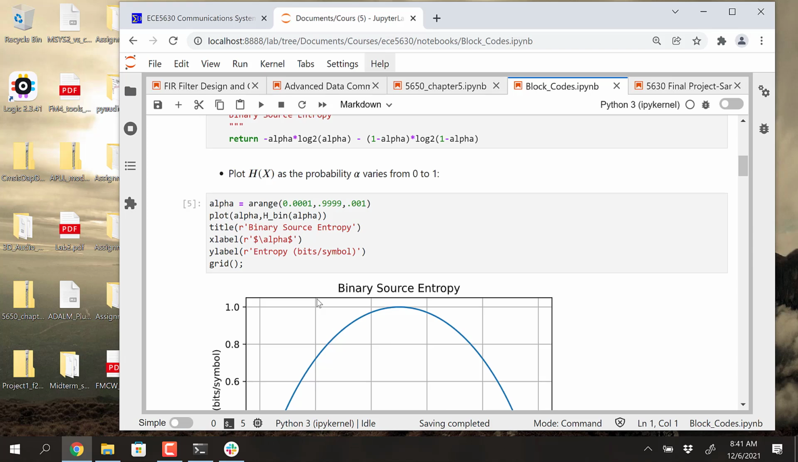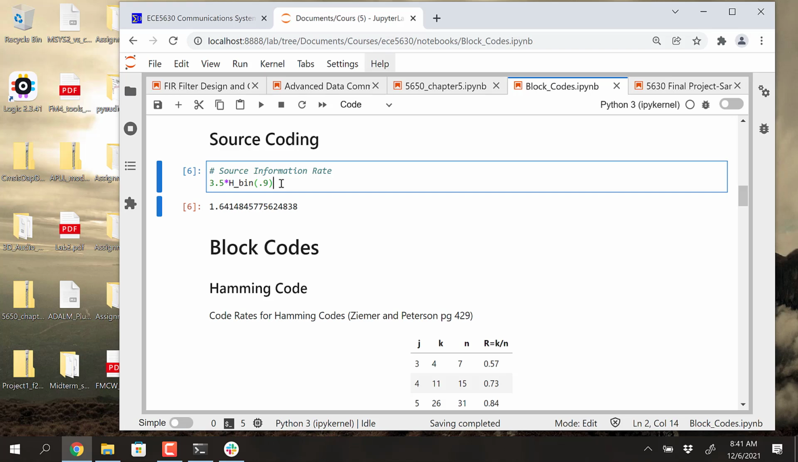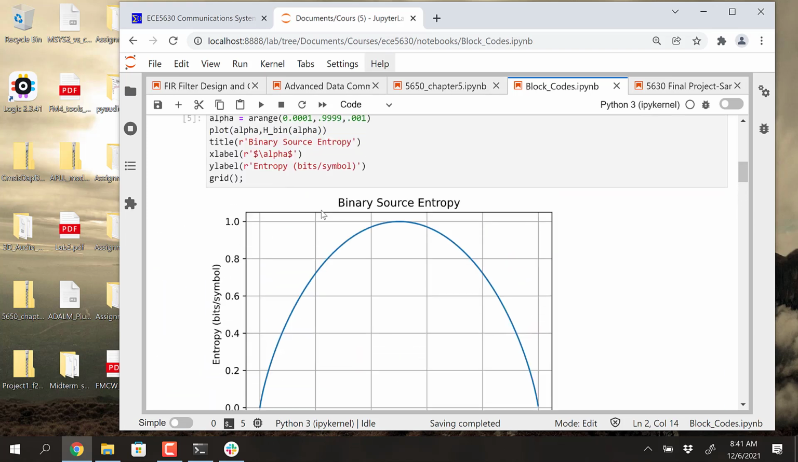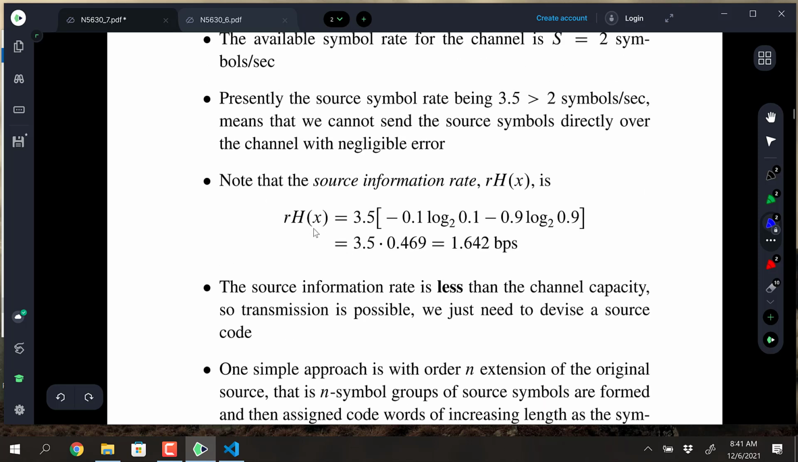I created this plot, and then I created a function over here for entropy. I can put the 0.9 in there, and then take it times the symbol rate of the source, 3.5. I get the information rate to be 1.64 when I multiply those two together, and that's what this number is right here. I actually have the math written out here. So that's the 1.642 bits per second. Taking into account the entropy and the bit rate, we only need a channel that can support 1.642 bits per second.